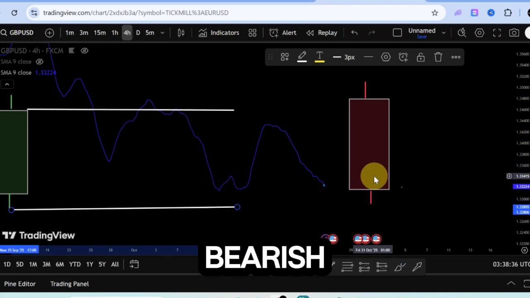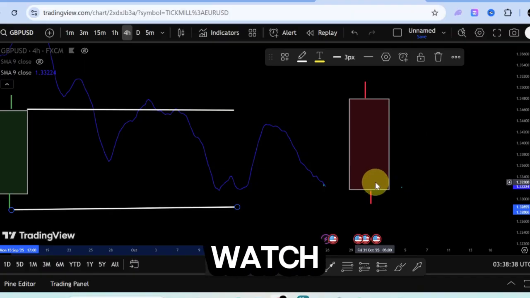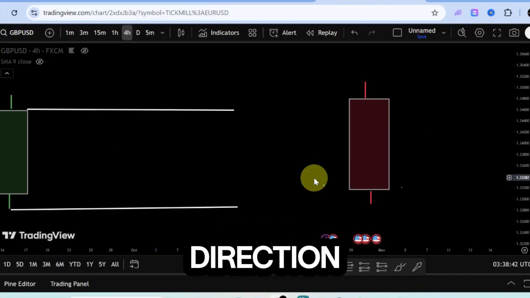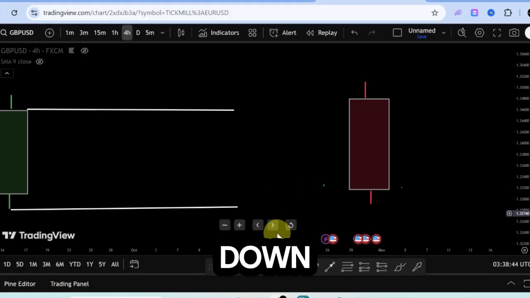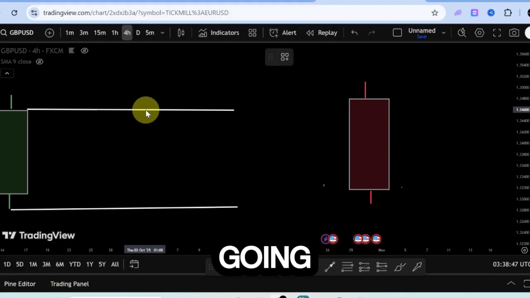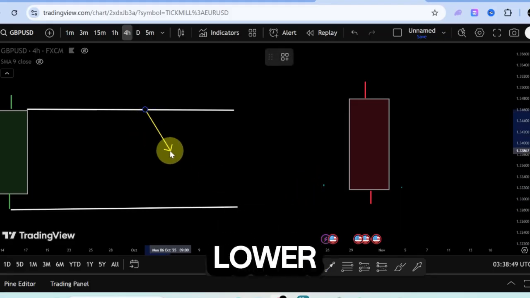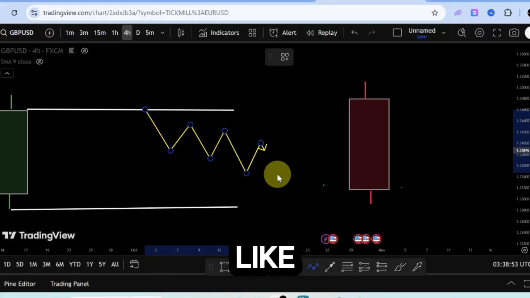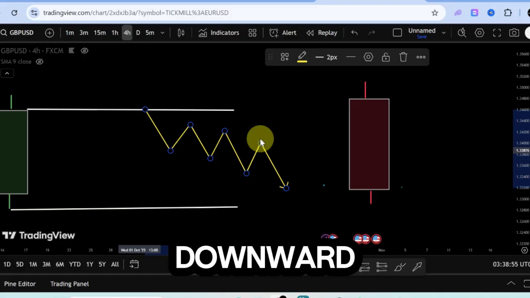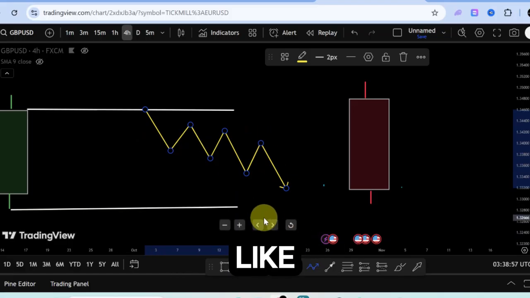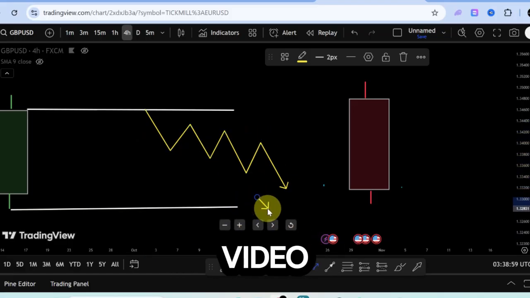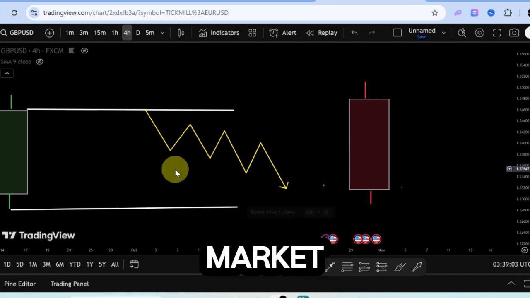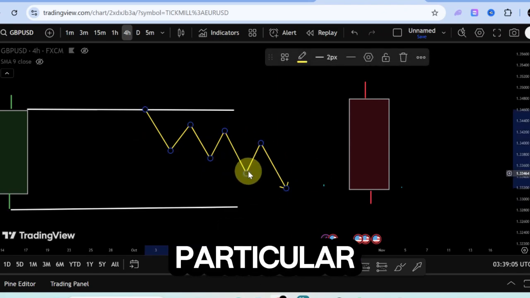For the bearish case, what you need to do is also very simple. You just have to check the market direction and ensure that the market is in a downtrend. In a downward market, you are going to see a series of lower highs and lower lows, like the market breaking straight to the downside. Just like I've said, I already made a detailed video on how to identify market direction for beginners. If you don't know how to identify market direction, I recommend you watch that video.